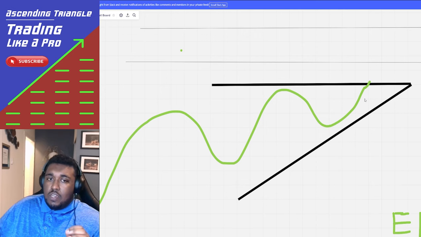If you guys are trading with leverage, that potential 50 to 60% winner can turn into a 50 to 60% loser because it never breaks out. So you've got to be very, very careful about how you trade that, okay?